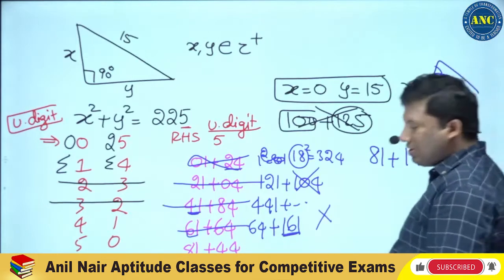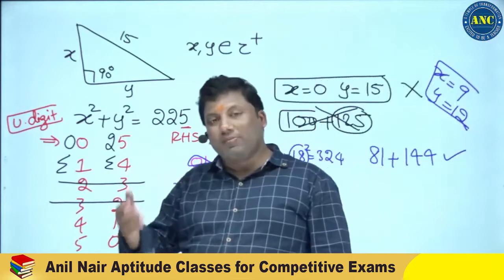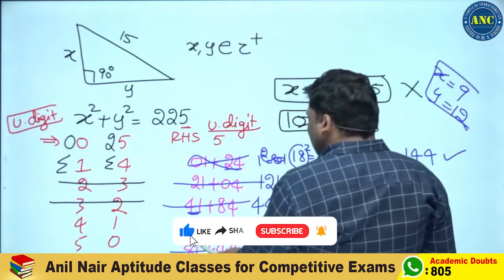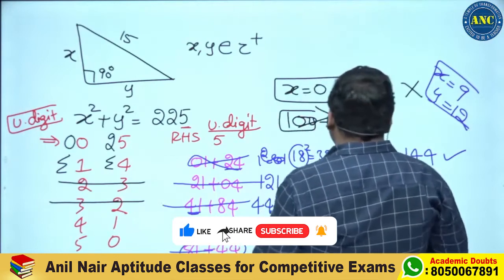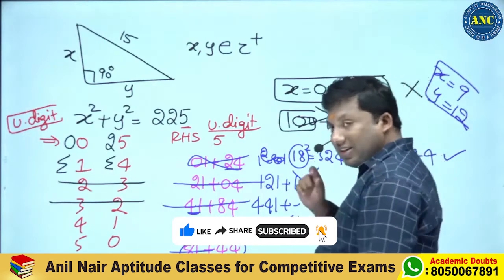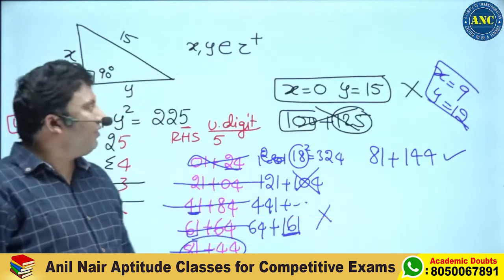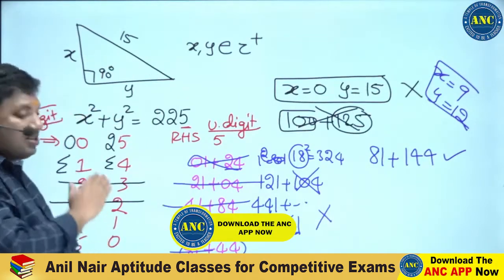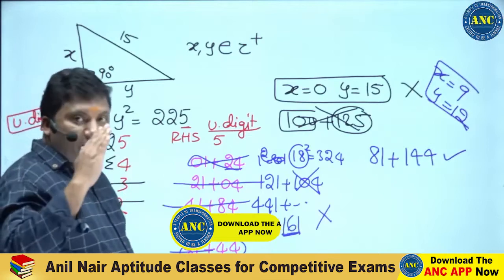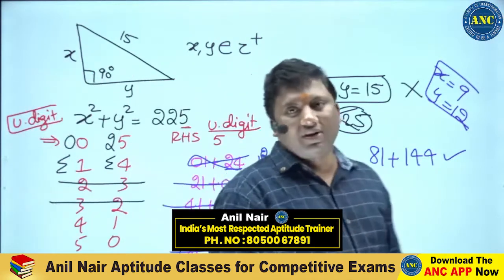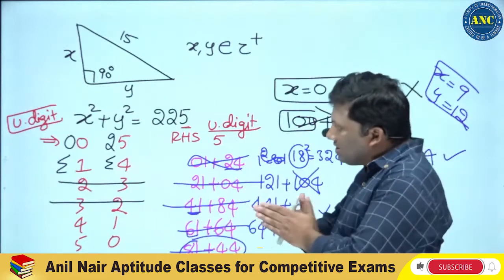Next number after 9 square, 81, will become 41 square, 1681. This is a larger value. So from 81 plus 44 as the tens place, one case we got: 9, 12 and 15. Side value odd, side value even, hypotenuse odd. I hope the idea is clear.